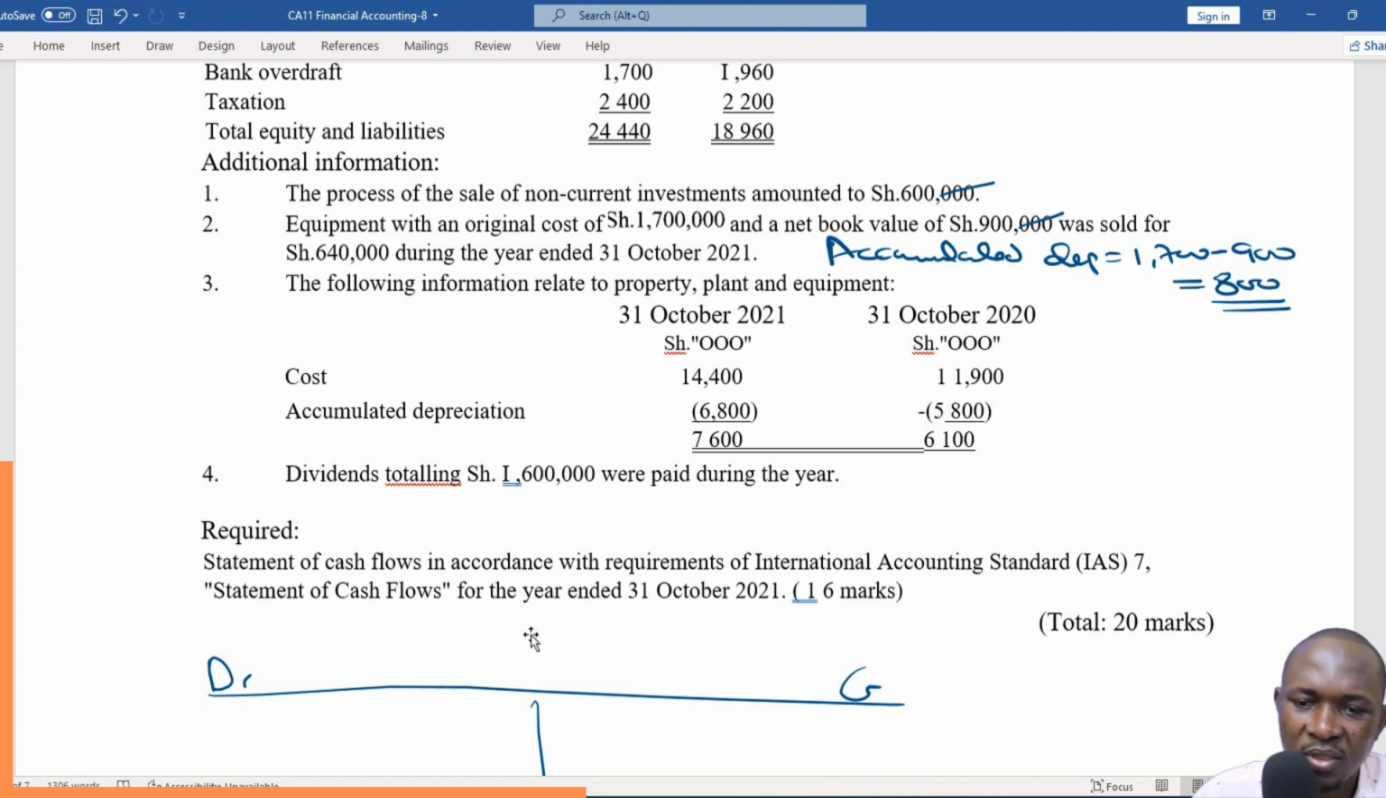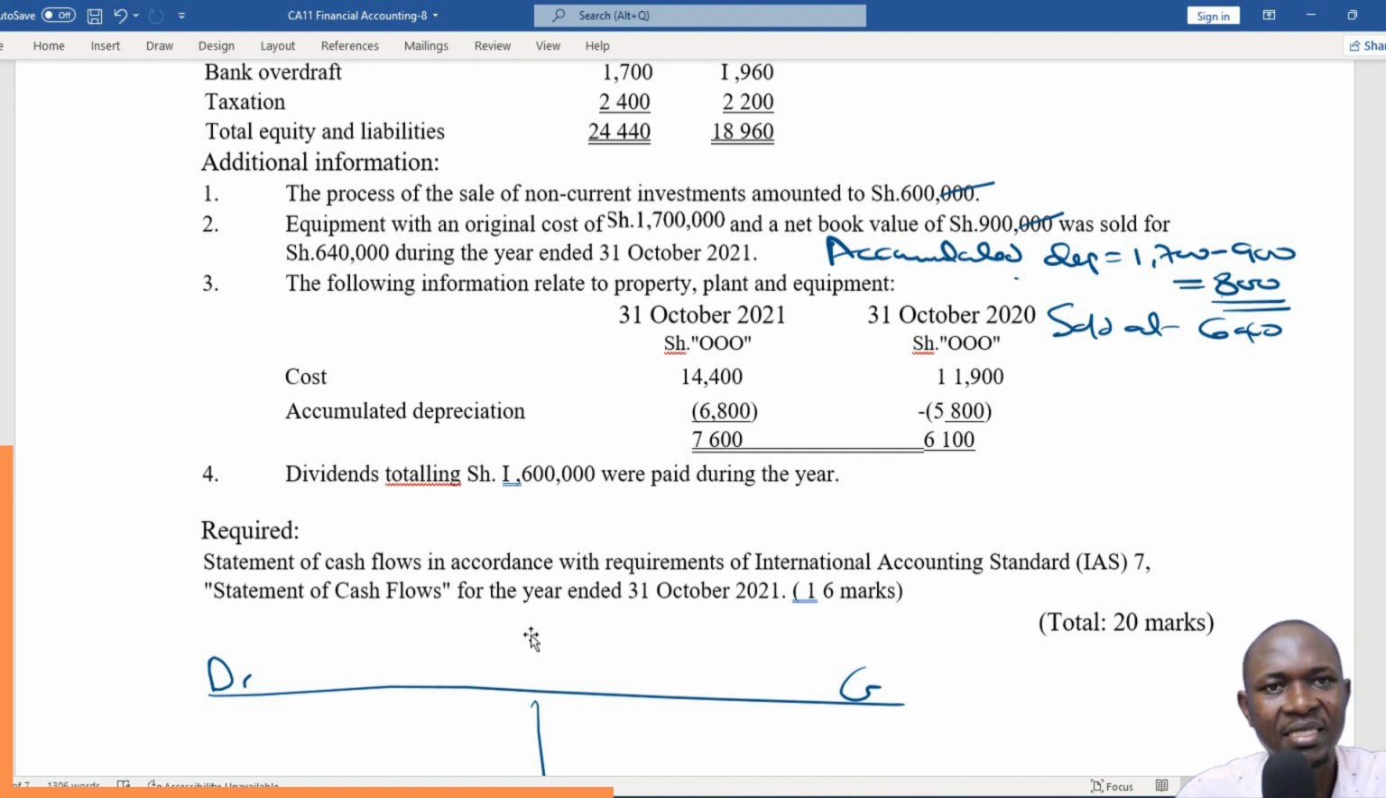So accumulated depreciation, this was the original value, this was the net book value. The net book value 900 was sold for 640. So this is the accumulated depreciation. Accumulated depreciation is 800. It was bought at 1.7. It depreciated by 800. At the end of its time, it was valued at 900,000. So that's the whole thing. But then it was sold for 640, instead of 900, because 900 was its net book value as at that particular time.